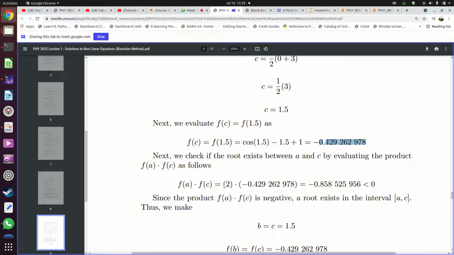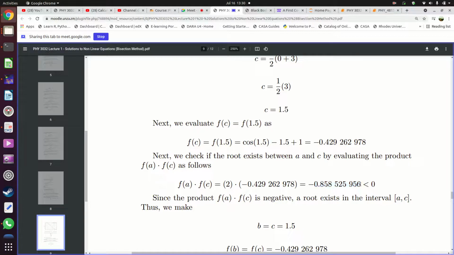So we multiply 2 times minus 0.429262978. We are multiplying a positive number times a negative number. When you multiply a positive number times a negative number, what you get is a negative number. In this case, our negative number is minus 0.858525956, which is less than 0.